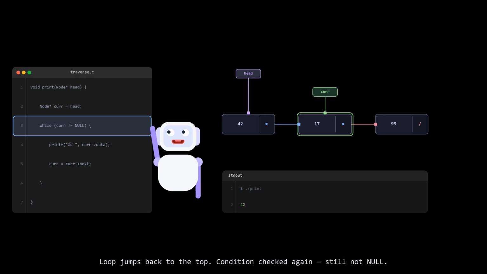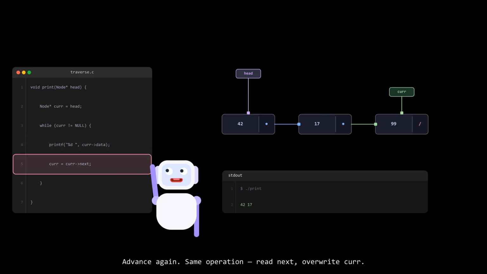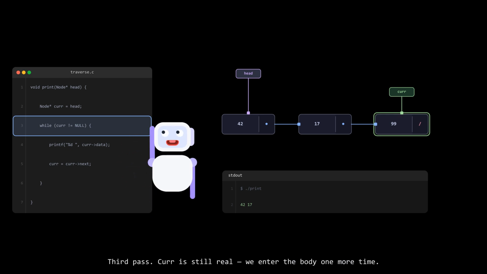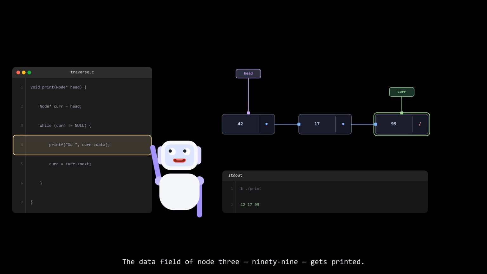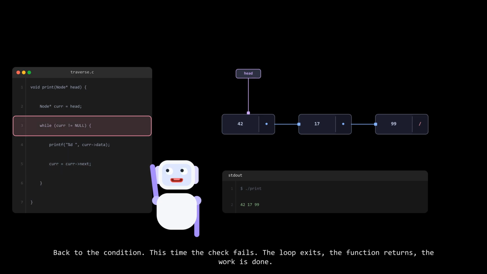Condition checked again, still not null. Body runs on the new node. 17 prints. Advance again. Same operation, read next, overwrite cur. Third pass. Cur is still real, we enter the body one more time. The data field of node 399 gets printed. Now the advance does something different. The next field of node 3 is null, so cur becomes null too. Back to the condition. This time the check fails. The loop exits. The function returns.